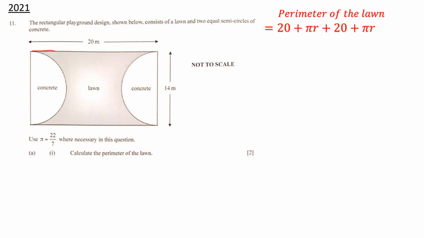So the perimeter of the lawn is going to be this side, which is 20 meters. It's also going to be this side, which is also part of the lawn. If the top part is 20 meters, then the bottom part is also going to be 20 meters. And we also have this curved portion. The curved portion of the lawn is going to be represented by pi r. That's the formula for the curved portion of a semicircle.